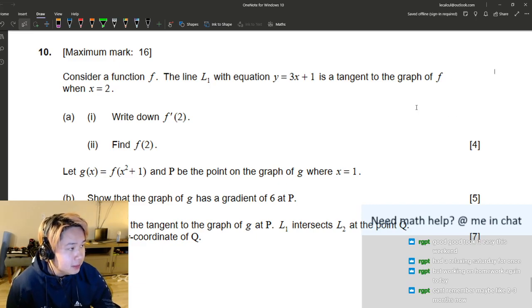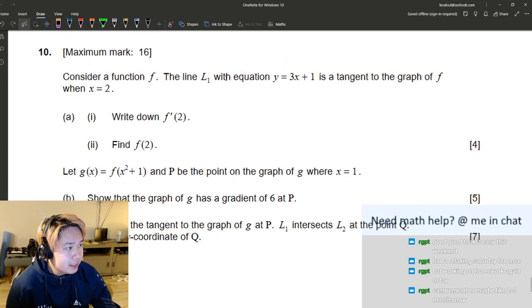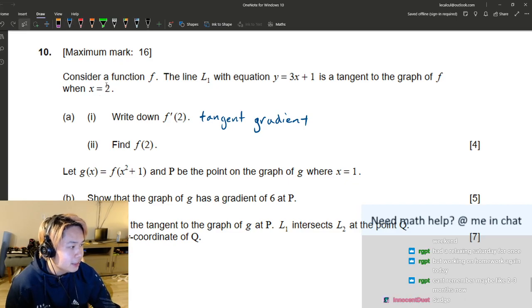Okay, we have a function f, and then we have a line. I've done this question too, what the heck? Oh well. This is the equation of the line, and this line is the tangent line to the graph of f at x equals 2. Find the derivative of f at 2. So this is the tangent slope, or tangent gradient. Since we have the equation of the tangent line, it's very easy to find out what the gradient is. It's 3.